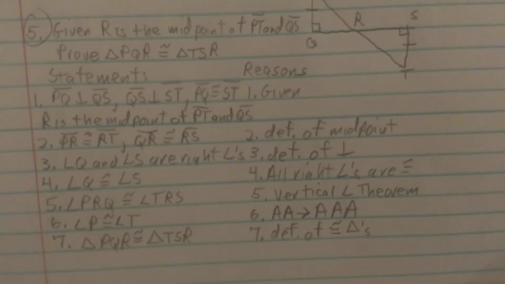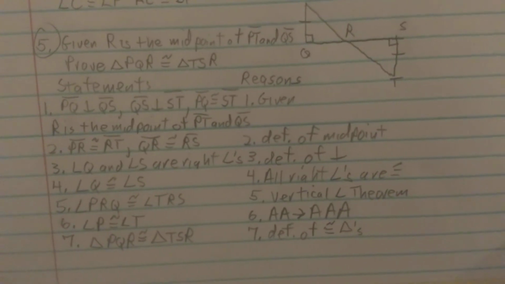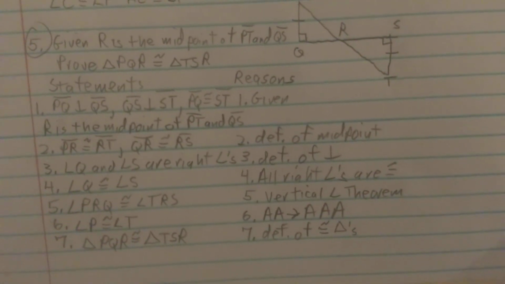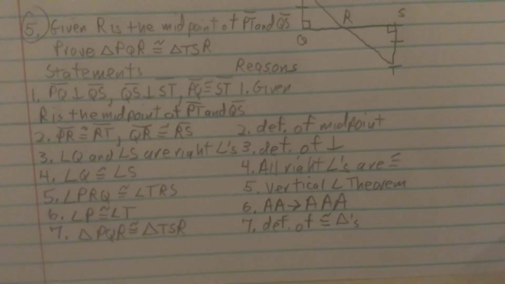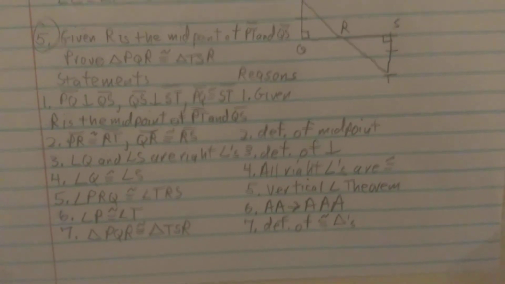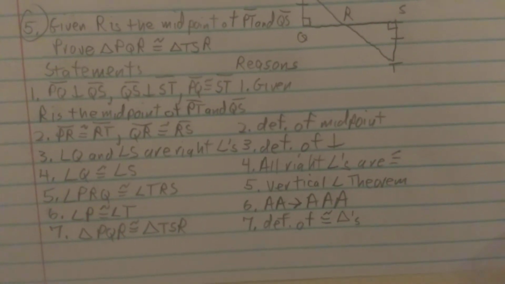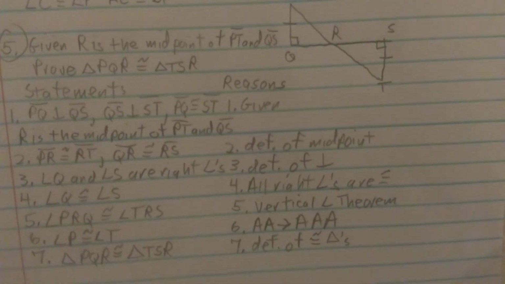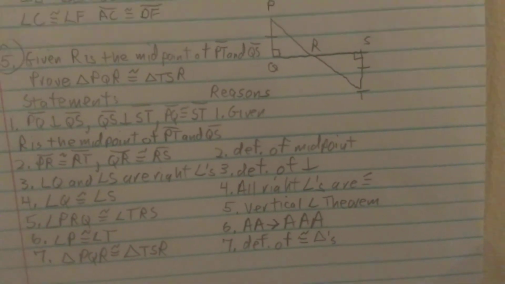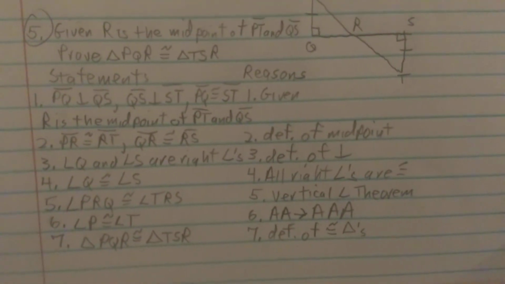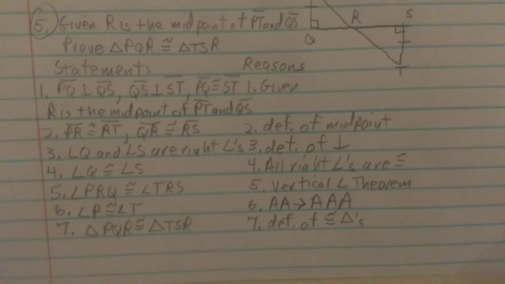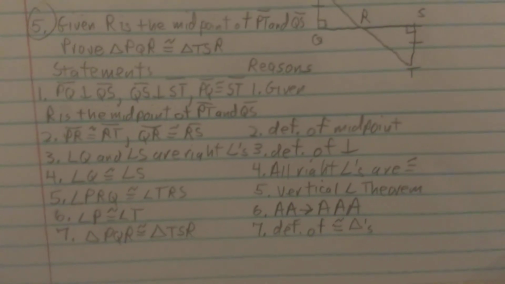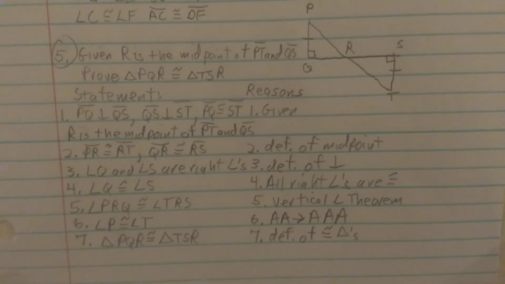We take those extra steps. And angle PRQ is congruent to angle TRS, the vertical angle theorem. And now angle P is congruent to angle T. When 2 angles of a triangle correspond or are congruent, then the third angle that's corresponding is congruent. So therefore triangle PQR is congruent to triangle TSR by the definition of congruent triangles with all 6 corresponding parts congruent.